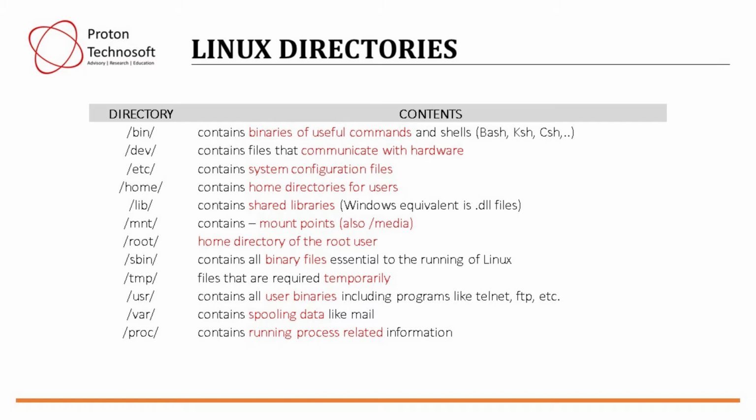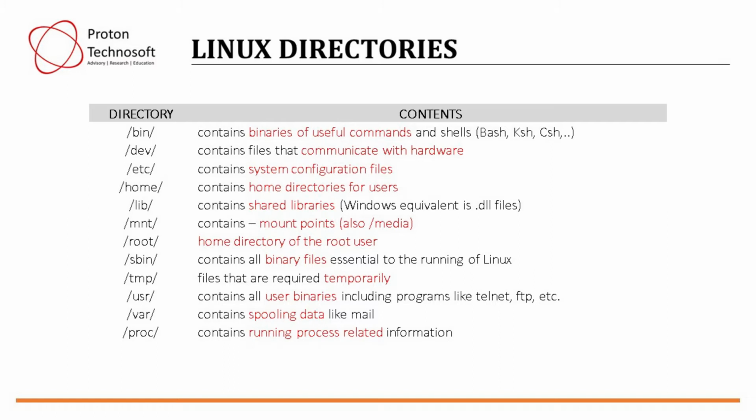Then we have a var directory, which contains variable data. For example, data like logs, data like emails. All that gets stored under a var directory, which is variable in nature. Then we have a proc directory where all the running process related information is stored.